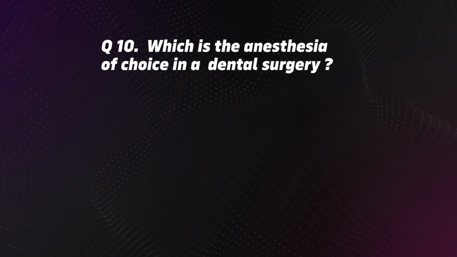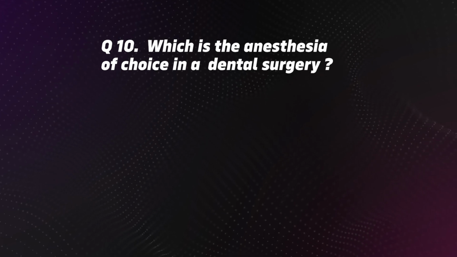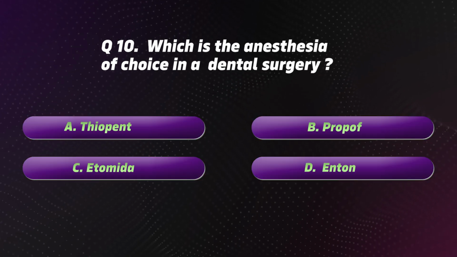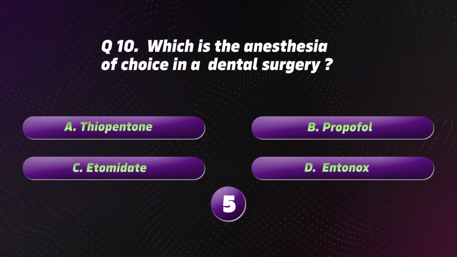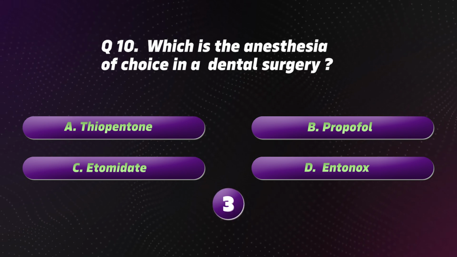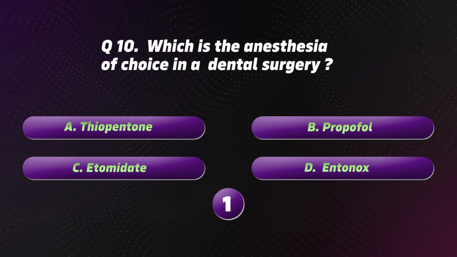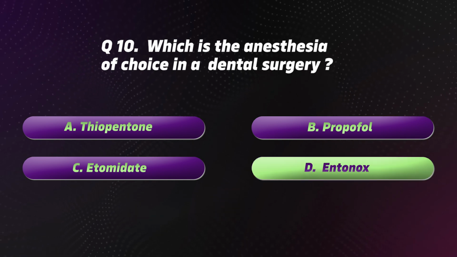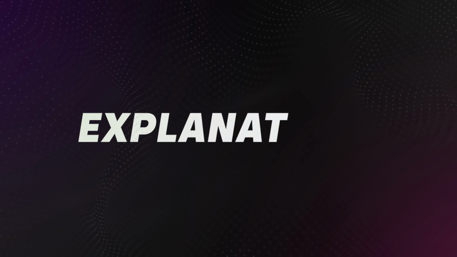Question 10. Which is the anesthesia of choice in a dental surgery? Here are the options. A. Thiopentone, B. Propofol, C. Etomidate, D. Entonox, and the correct option is D. Entonox. Here is the explanation.